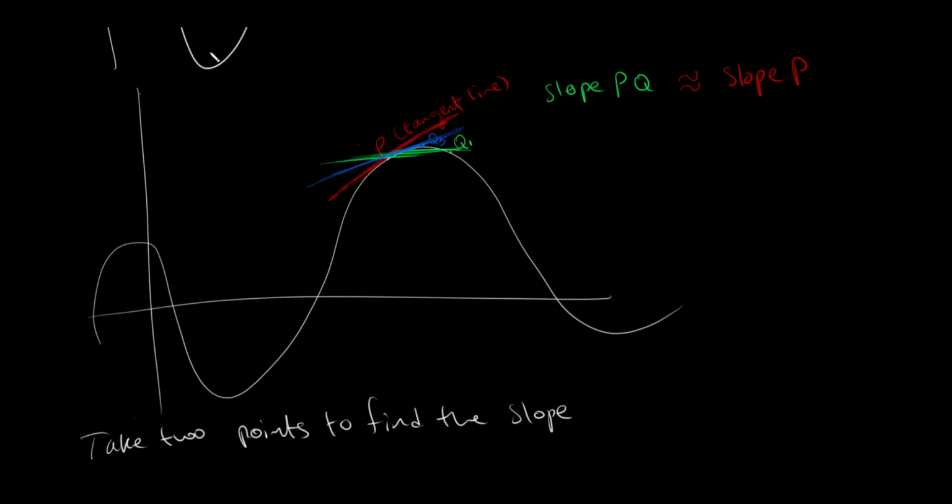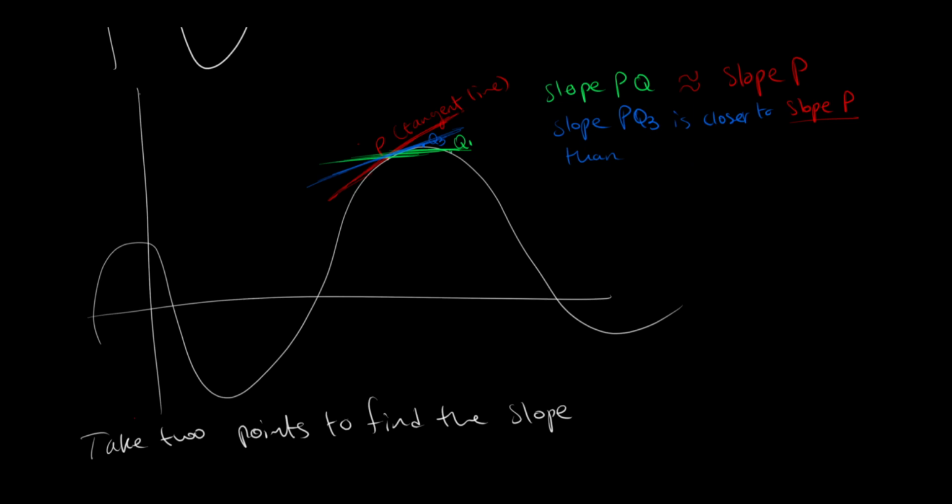Okay, the slope of PQ3 is closer to the slope at P than the slope of Q1. Let me just make it in green.